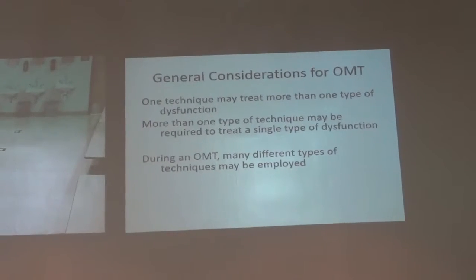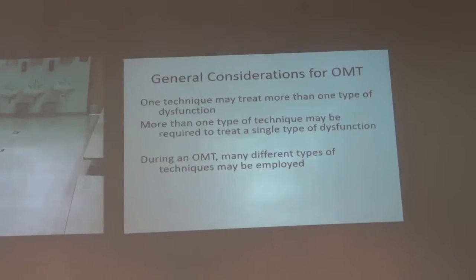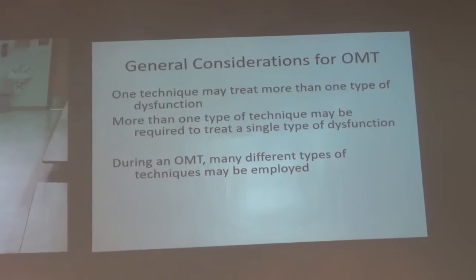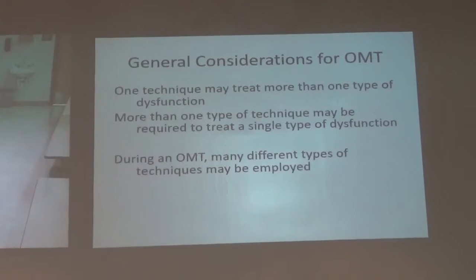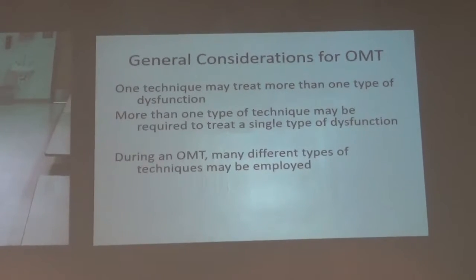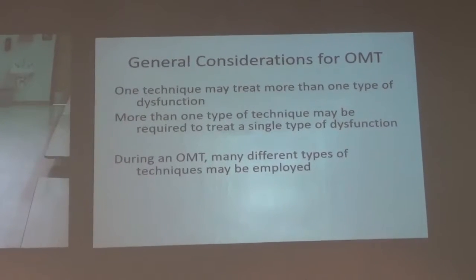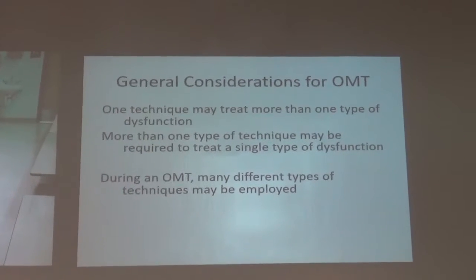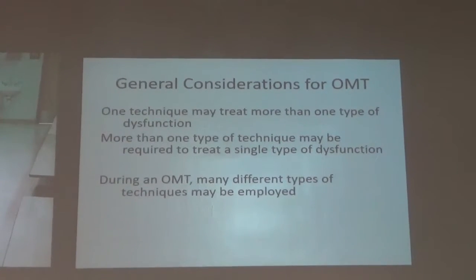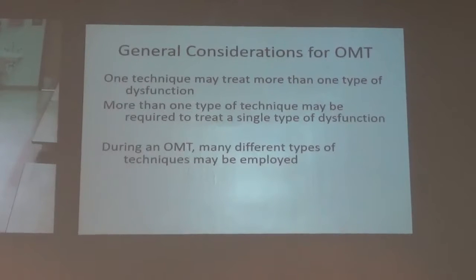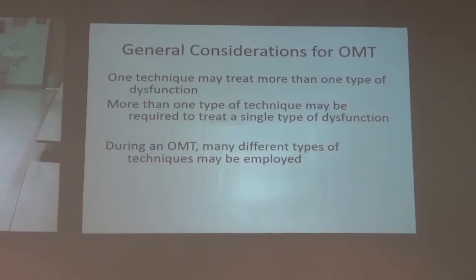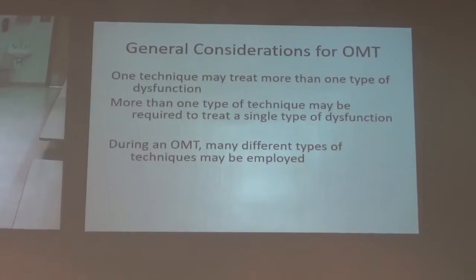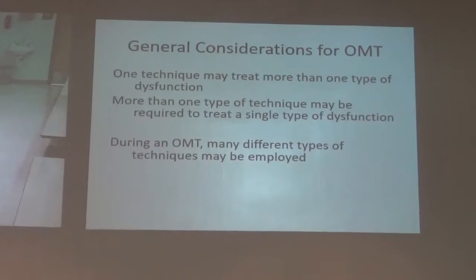One technique may treat more than one type of dysfunction. Sometimes you're in there treating something and you did your evaluation and you have 4 or 5 things that came to your attention, and you're like, but this thing at T4 is the worst thing, so I think I'm going to start with that. And you treat that, and then all of a sudden 3 other things that you thought you might have to address are now gone. So that would be one technique, treating multiple dysfunctions.